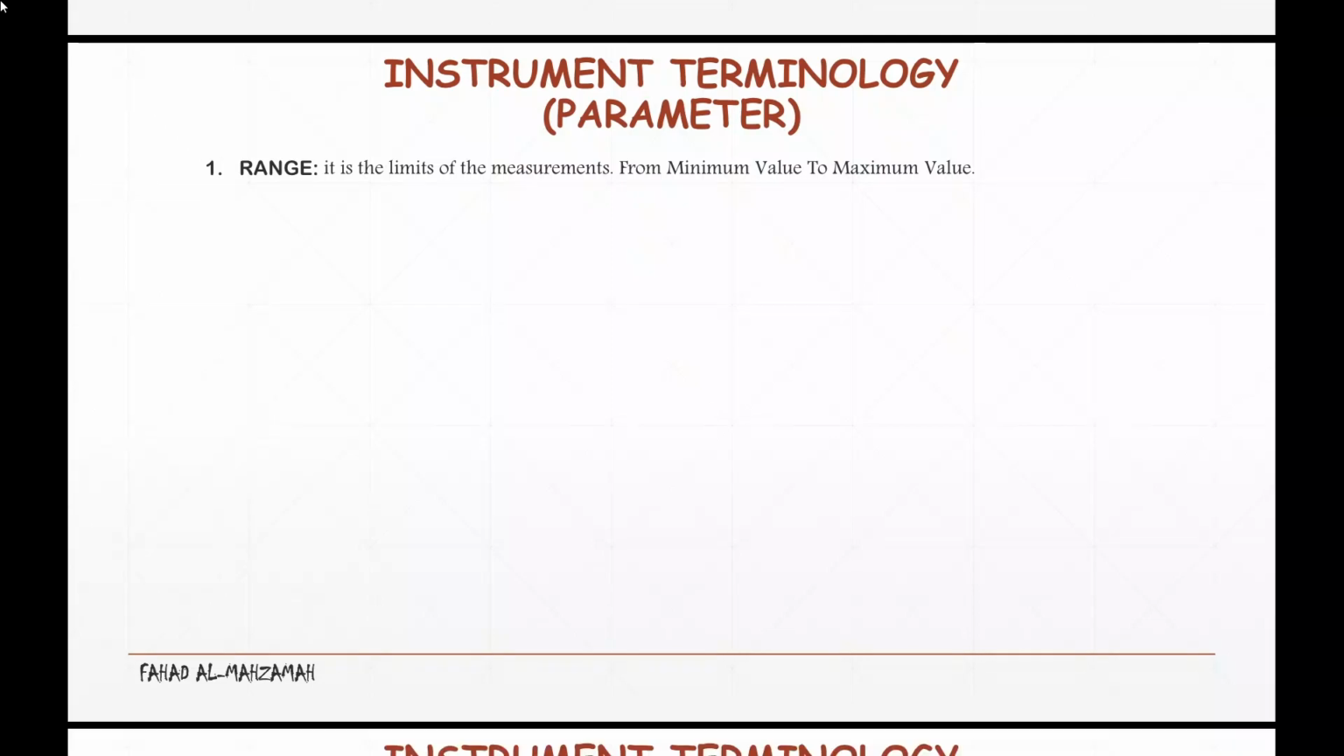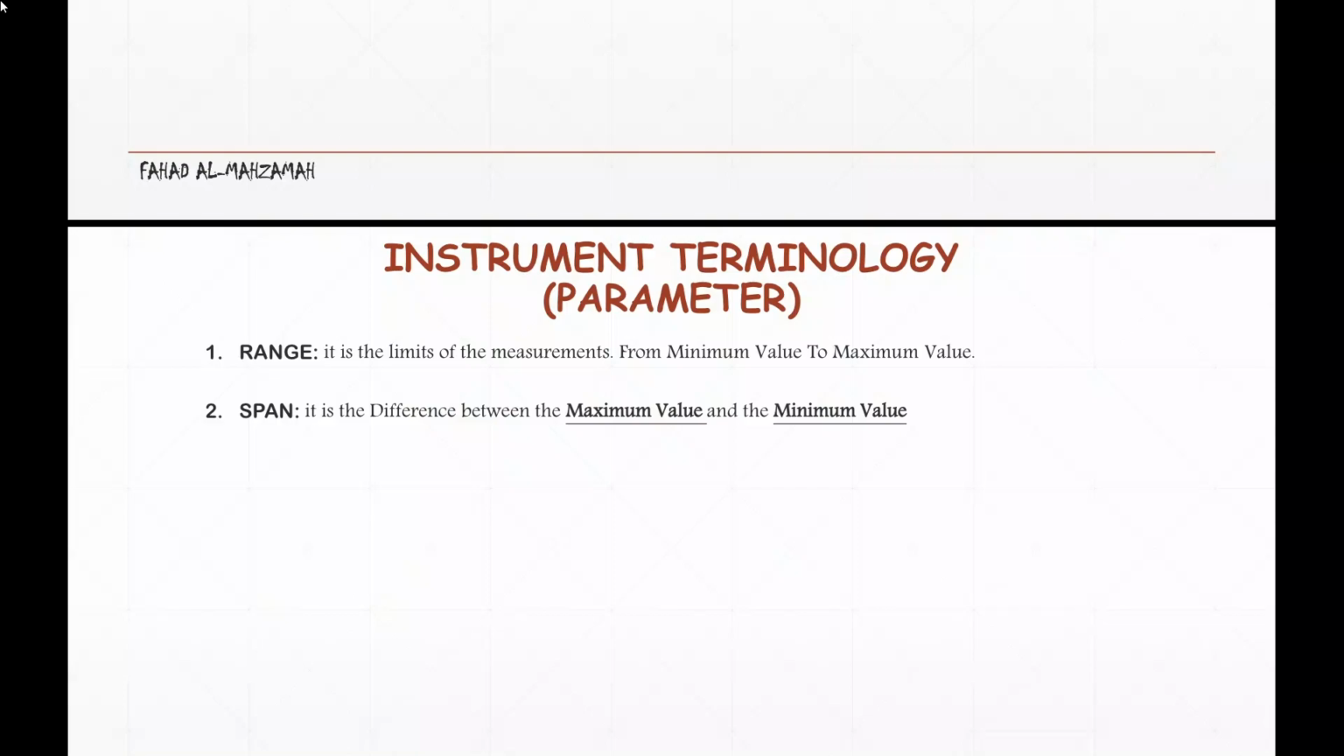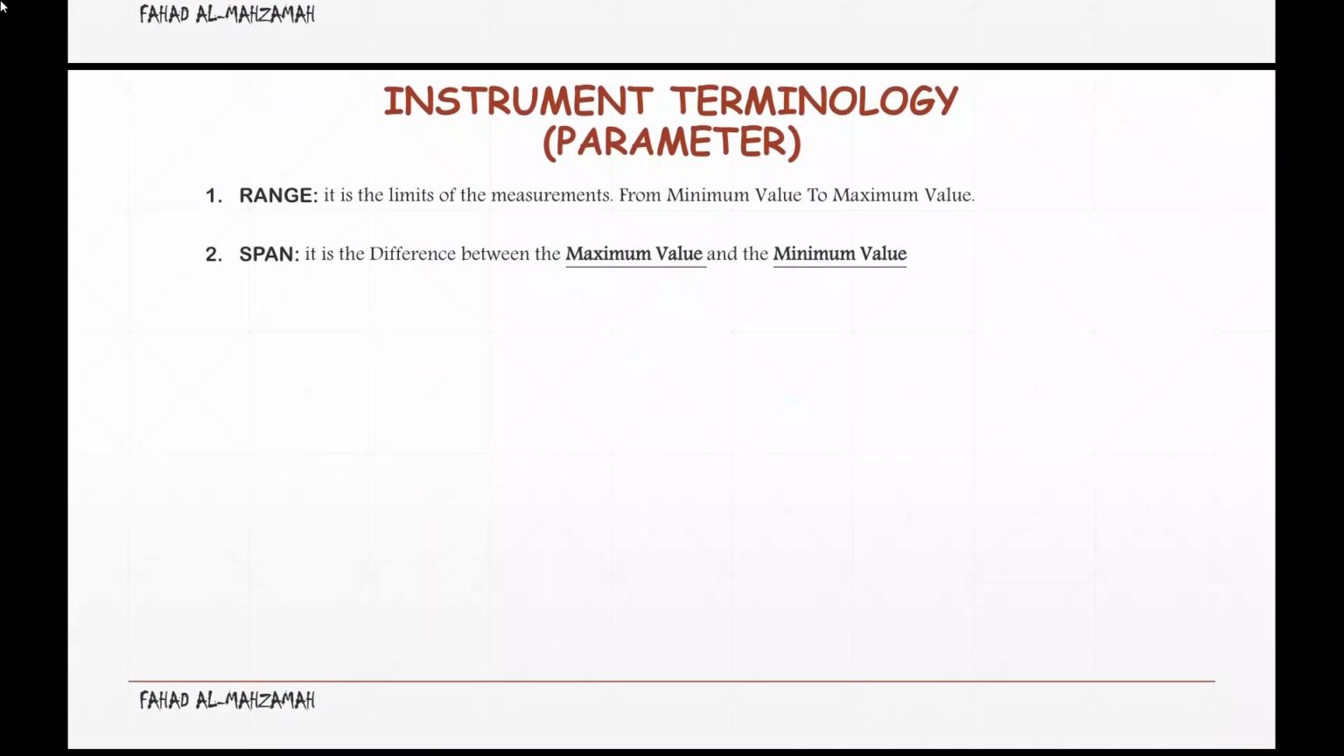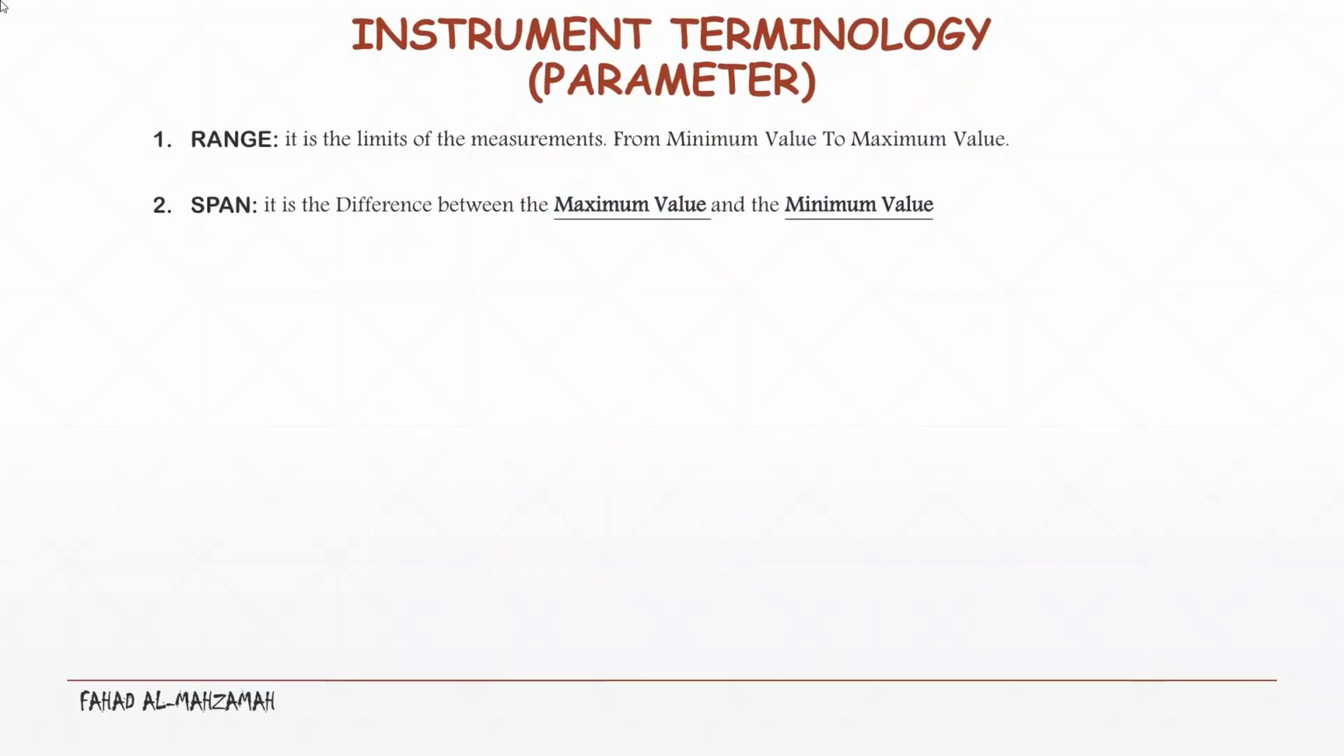So this is range. Now what about the second one, which is the span? Span is the difference between the maximum value and the minimum value. In the range, we said that you mention the two values, the minimum and maximum. What about the span? The span is the difference between them.